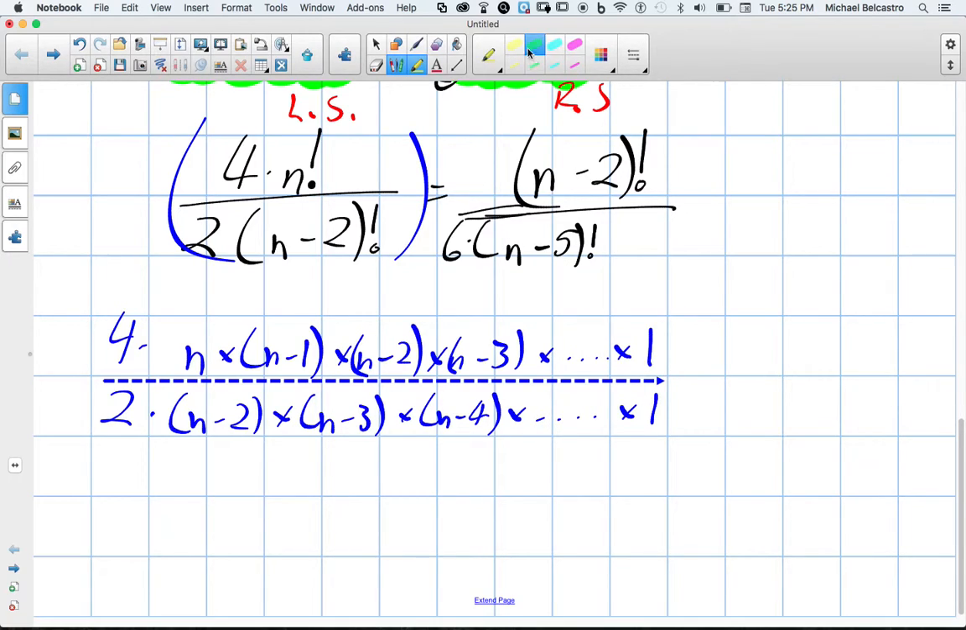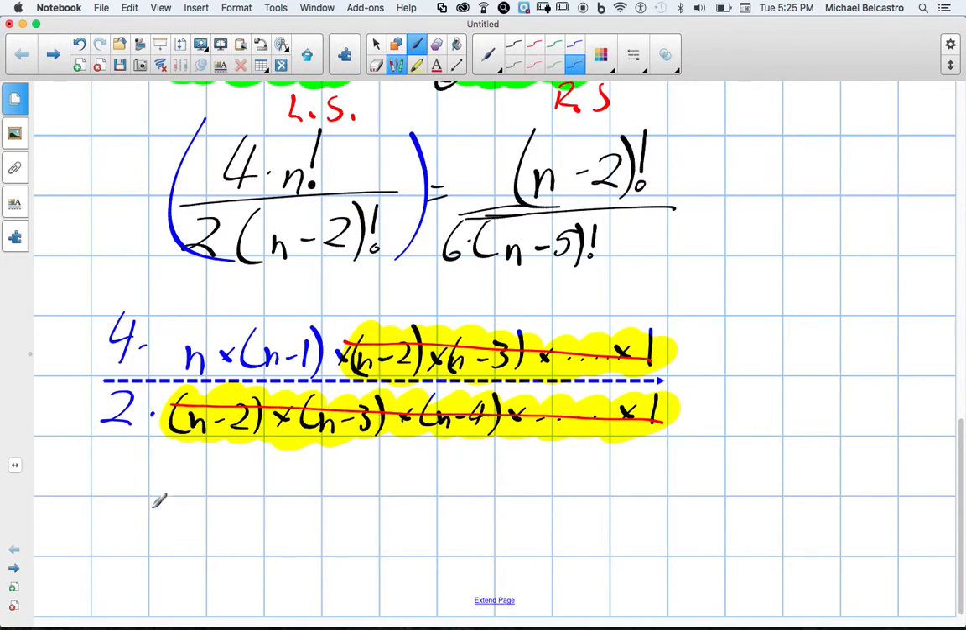So if you notice, we have a similarity. From n minus 2 all the way down to 1 exists on the bottom. N minus 2 all the way down to 1. In other words, these are the same values. And because this is all multiplication, when you divide these values, they create a 1, or the idea is that they cancel out.